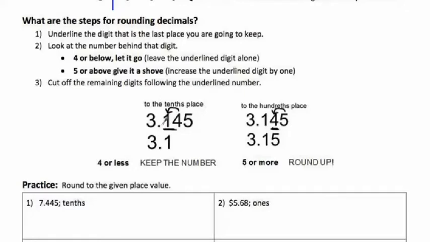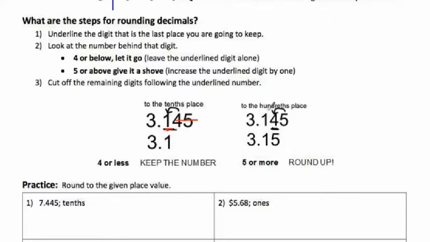So if we look at this example, to the tenths place, the 1 is in the tenths place. So we're going to look behind at the 4. Does the 4 round the 1 up? Well, 4 or below, let it go. So I don't need this anymore because the 4 is too small, so I'm cutting off the rest. So it is just 3.1. So we're going to keep the number.